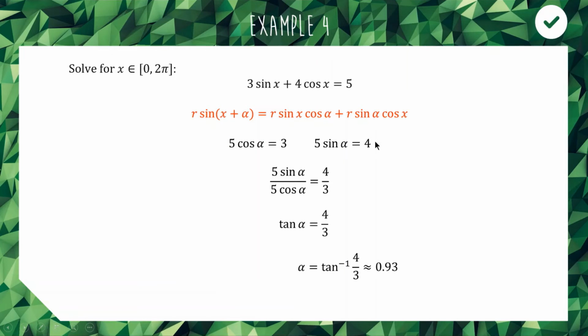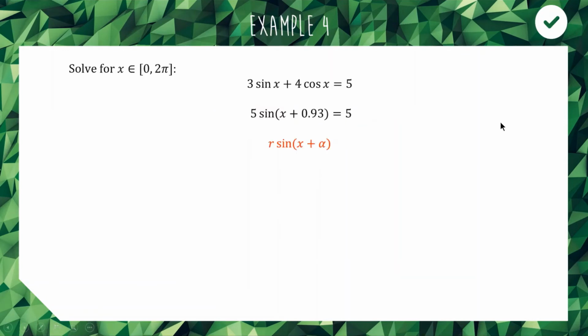Okay, this is good news because now we can take this left-hand side of the equation, which was the scary part, and we can instead write it as r sine of x plus alpha, where r is 5 and alpha is 0.93. The reason that's better is because once again we've gone from 2 pieces of trigonometry to 1, which is going to be easier to handle in terms of algebra. So solving this, we can divide both sides by 5.